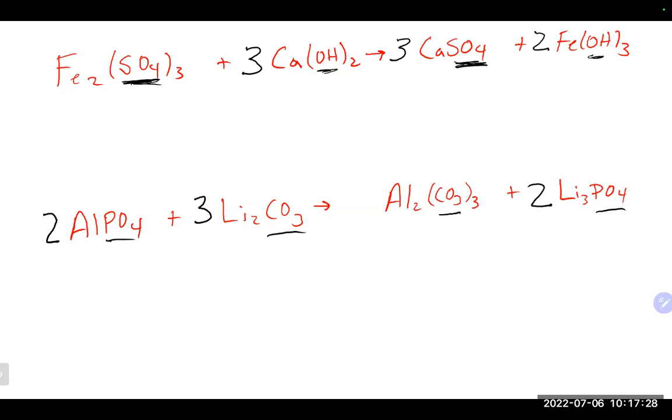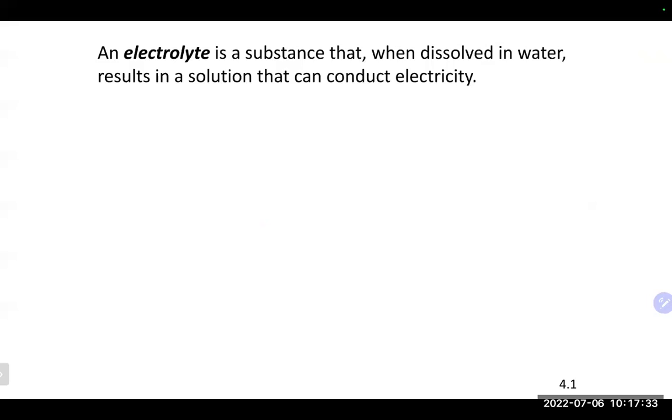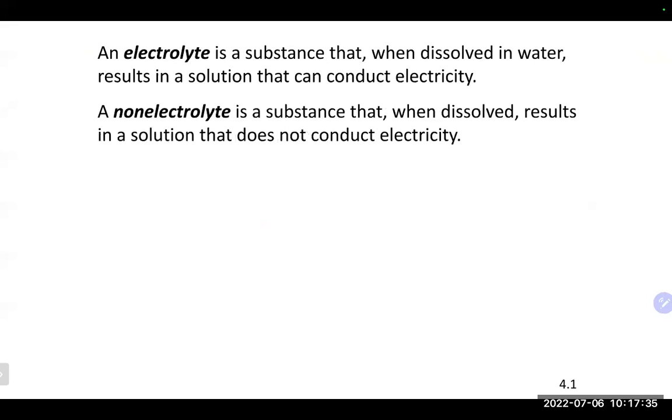Okay, so now we've officially gone over balancing equations. Let us talk about electrolytes. Electrolytes are substances that, when they dissolve in water, result in a solution that can conduct electricity. They're able to do that because when they go for a swim, they produce ions. It's the ions, these charged guys swimming around in the solution, that help complete the circuit and conduct electricity really well.